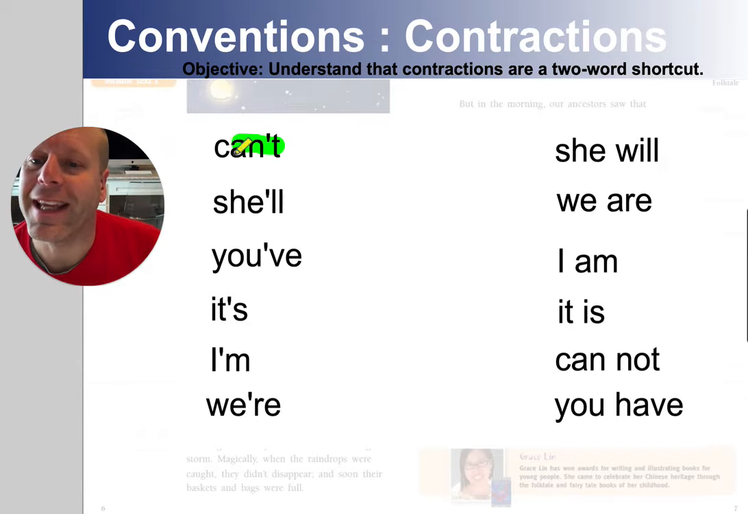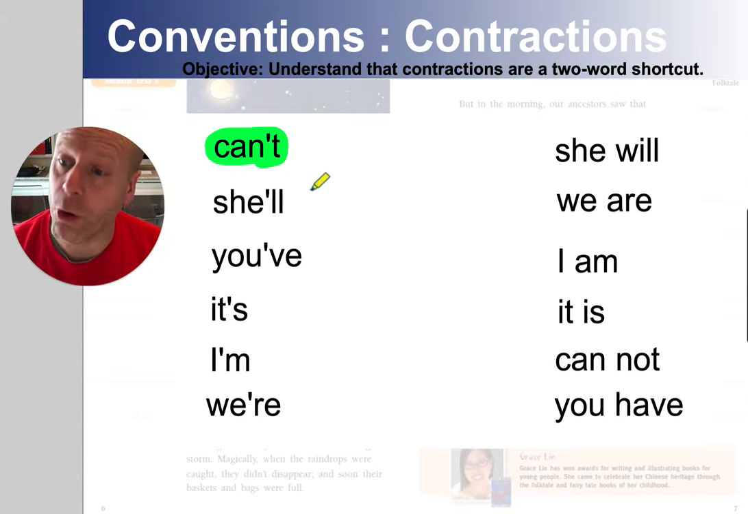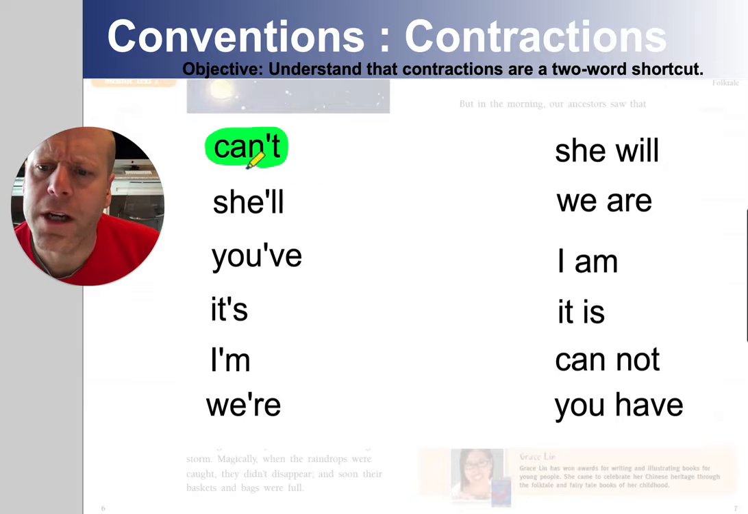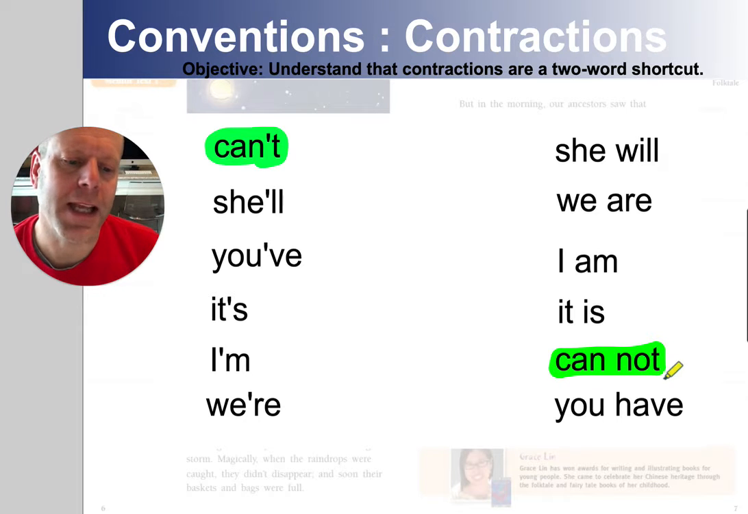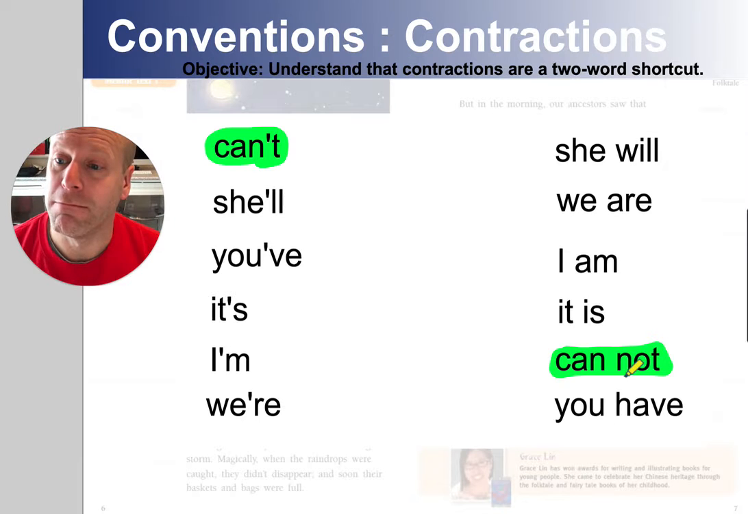This is the word can't. It is a contraction of two other words. Which words do you think are inside of can't? Do you think she will are stuck in there? We are? How about cannot? So what they're doing is, let's say you have a sentence. I cannot come over. I can't come over. See what happened?